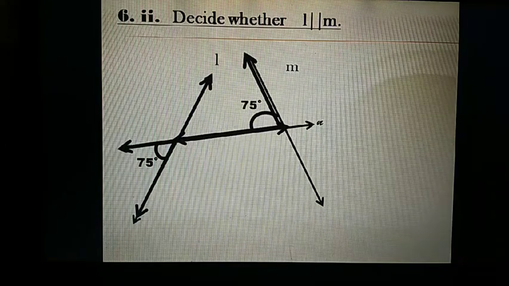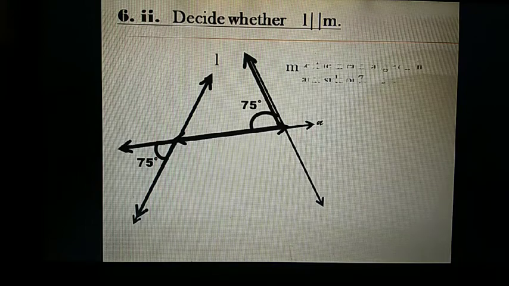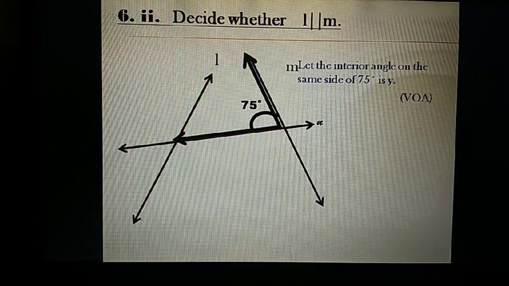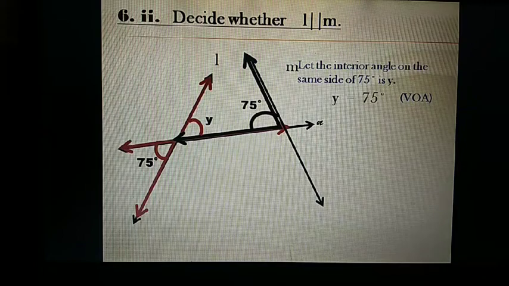Moving to the second figure. By the figure only we can say that the lines are not parallel, but we have to prove it. One of the interior angles is given to you. Now the interior angle on the same side of 75 degrees is not clear. We will assume it as Y. Now this Y is vertically opposite to the 75 degree given to you on the other side. So we can say that Y is also 75 degree.